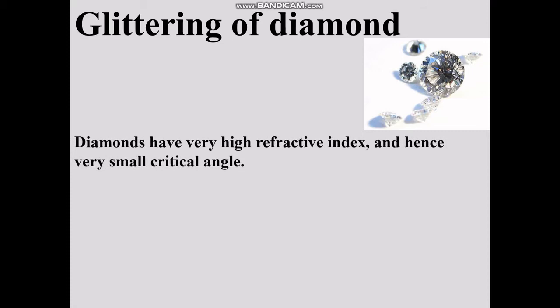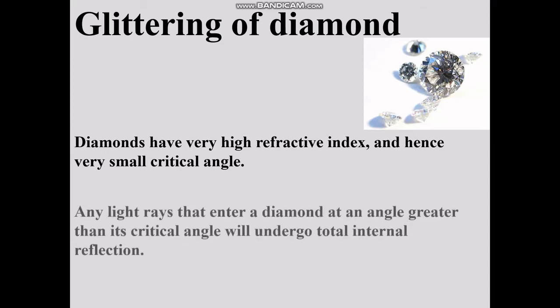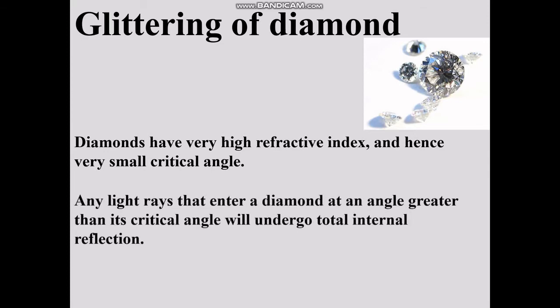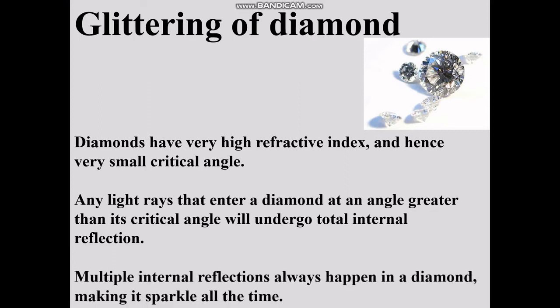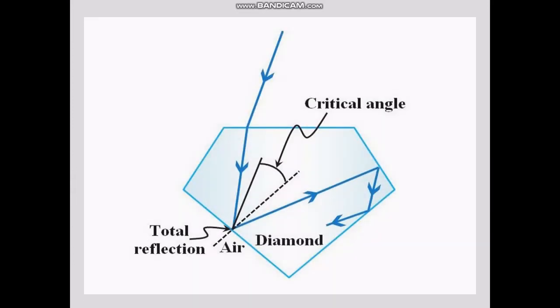Diamonds have very high refractive index and hence very small critical angle. Any light rays that enter a diamond at an angle greater than its critical angle will undergo total internal reflection. Multiple internal reflections always happen in a diamond, making it sparkle all the time.